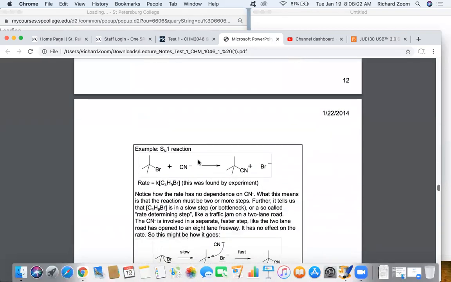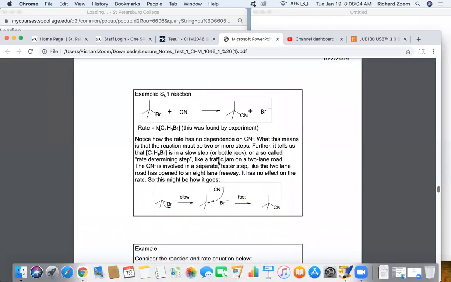There is another kind of reaction that I want you to compare this with, and that's called an SN1 reaction. It's a similar reaction. You'll notice, though, that the structure here has changed a bit, and because of that, the rate is now k[C4H9Br]. What's really important here, and this is the only thing I really want you to get from this, is that the rate does not depend at all on the CN minus. It only depends on the C4H9Br.